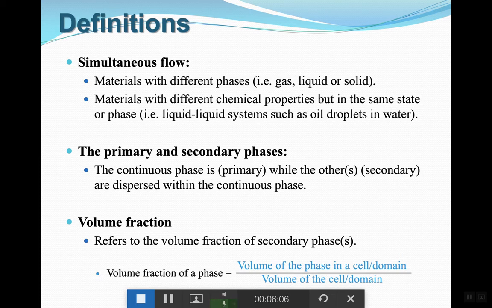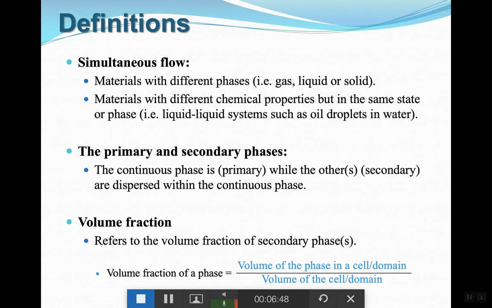Based on this definition, we can define something called volume fraction, which is very useful, especially in our free surface modeling. In volume fraction, basically it refers to the volume fraction of the secondary phase. So how much of the secondary phase you have divided by the whole volume of the cell. And by cell we mean the cells in the mesh in your system. So for example, if one of the cells is half full with the secondary phase, its volume fraction is 0.5.